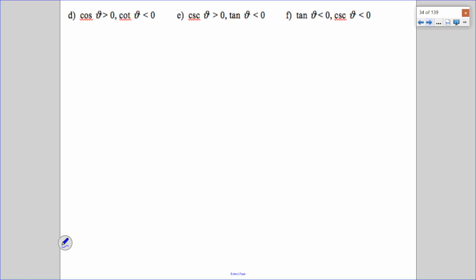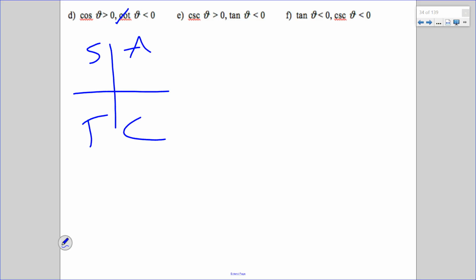The only twist for something like D, cotan is not on my ASTC. So whenever I see a reciprocal function, I need to cross it out and replace it with its reciprocal. When I take the reciprocal of something, the sign does not change. So basically what D is saying is that cosine is positive, tangent is negative, so that's got to be quadrant 4.